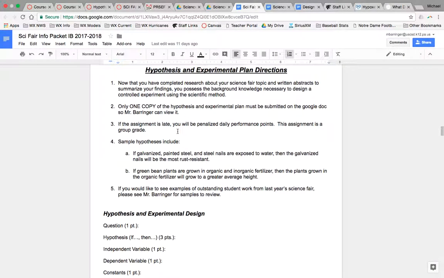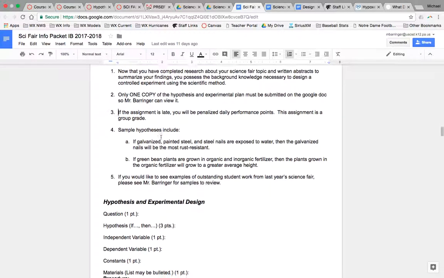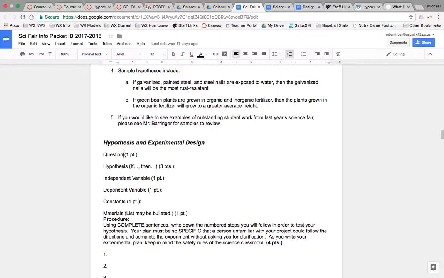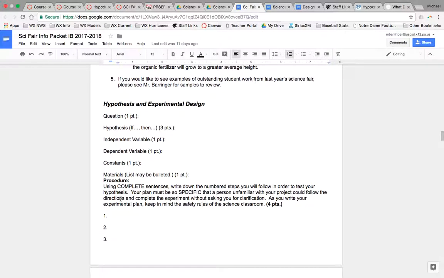But what you're going to see on that is the breakdown for where we are and what we need to do. Okay, so we need to essentially design our experiment. In other words, we need to finally lay out our question, develop our hypothesis, come up with our variables, list our materials, and then finally write a procedure.